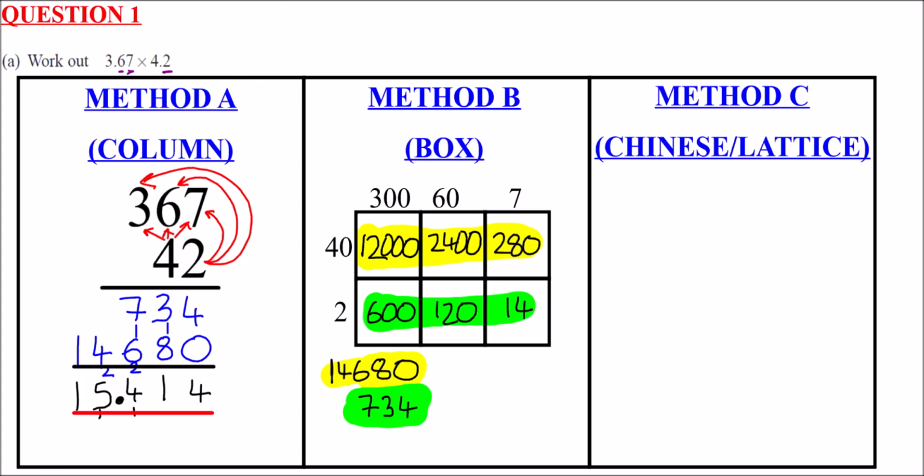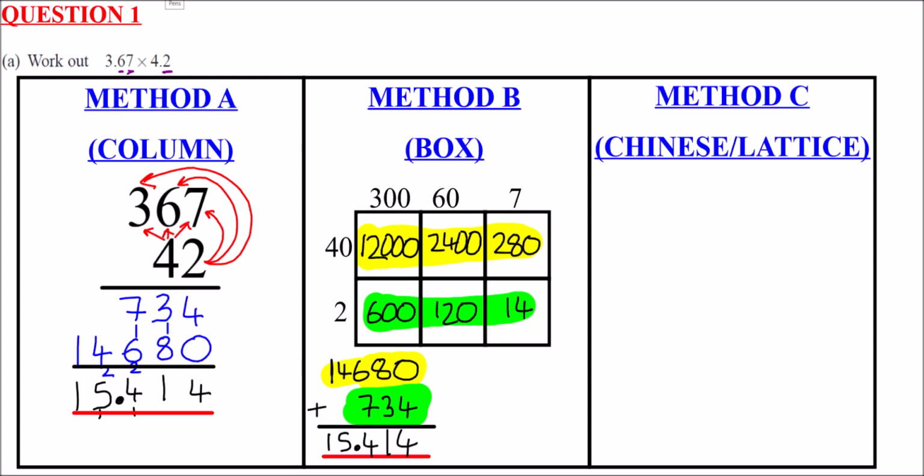Then, like before, if we just add these two rows together, you'll see that the numbers are the same, 14,680 and 734, and so in the same way, we'd get the same final answer once we added it all together. Again, we would have got 15414, put the decimal in like we would do before, and then it's 15.414 once we've added these two together.